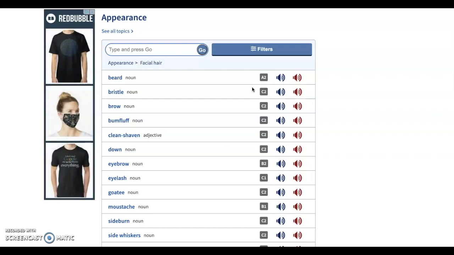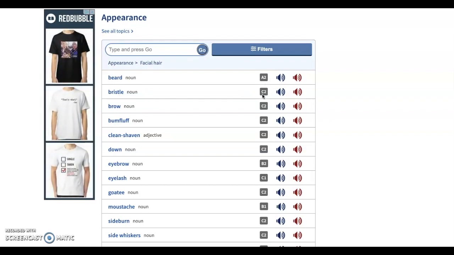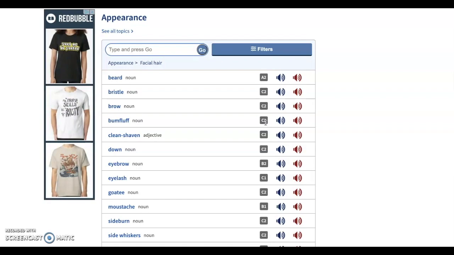So you get a basic word like beard, which is an A2 level word. You get a word like bristle, which is a C2 or an advanced level word. And you get words like bum fluff, which is a C2 level word. And you might be like, what does bum fluff mean?